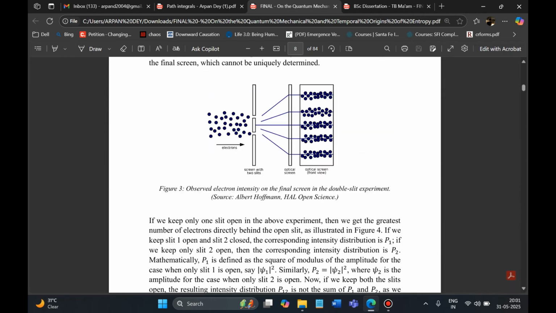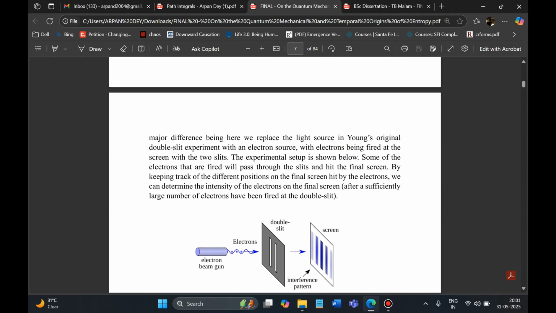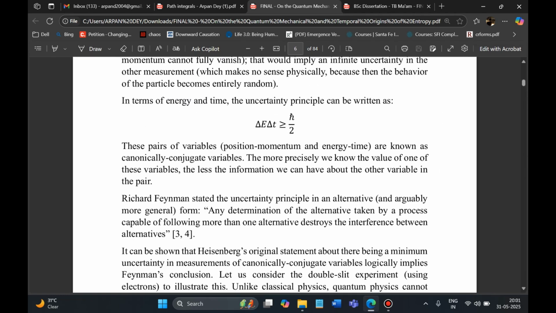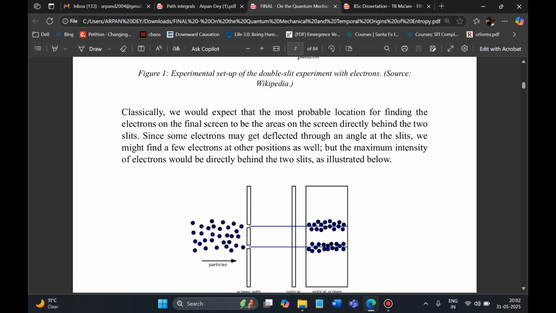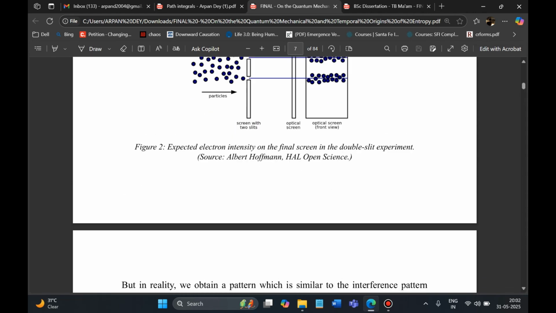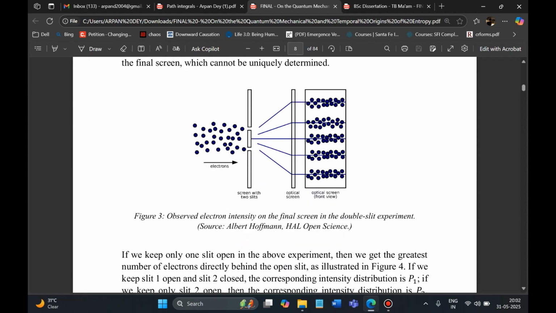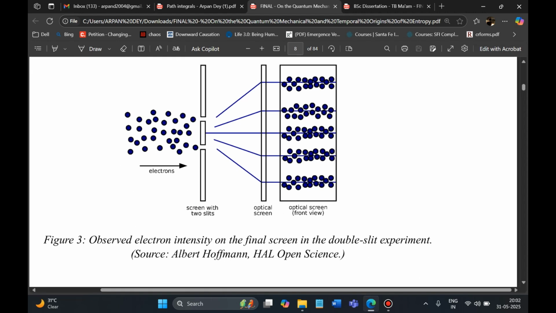Okay, now Feynman says that any determination of the alternative taken by a process capable of following more than one alternative destroys the interference between alternatives. So we will qualitatively try to understand why this is equivalent to Heisenberg's uncertainty principle. Because first of all, if you try to measure whether the electron passed through slit A or slit B, that means you have to put some detectors here. So say you put a detector of light, you put some light here and you put some light here.